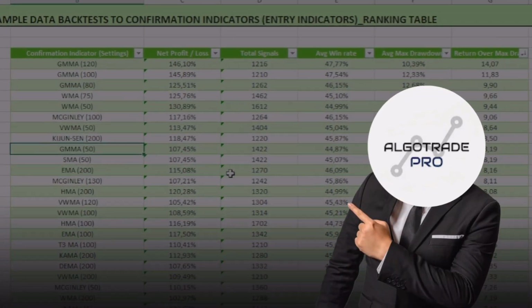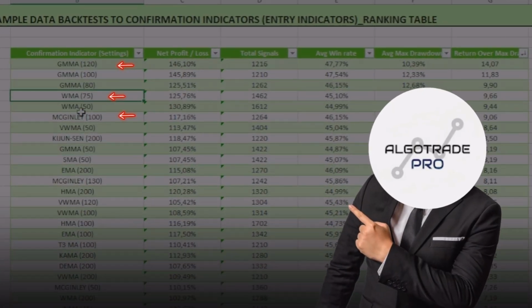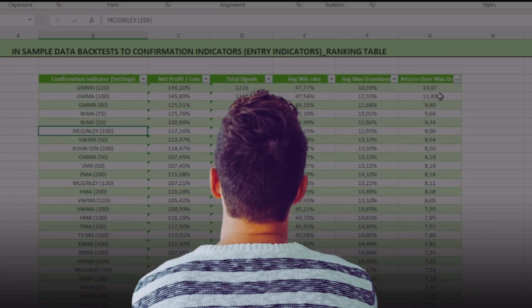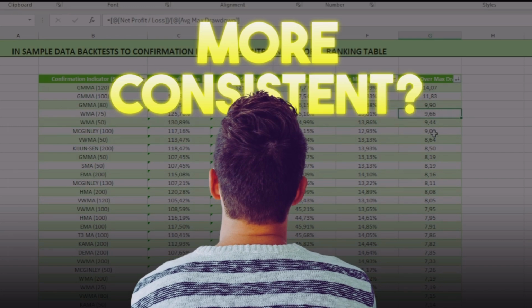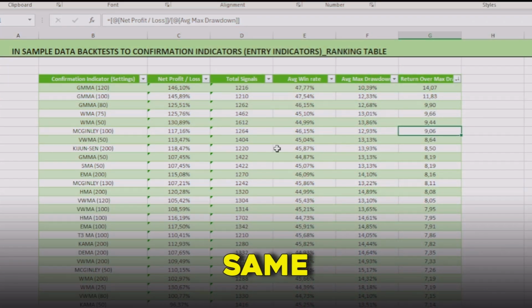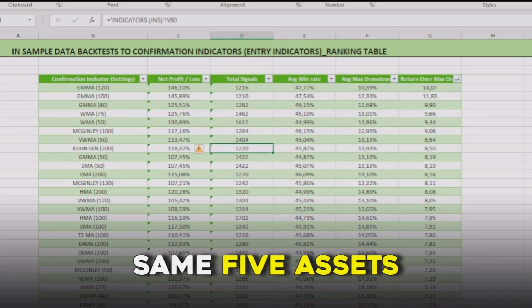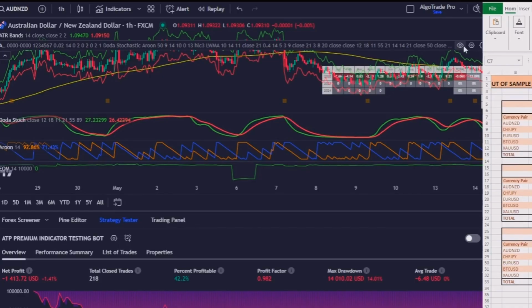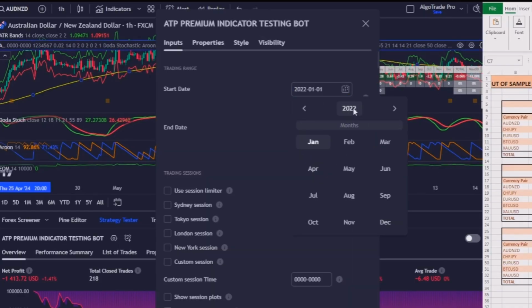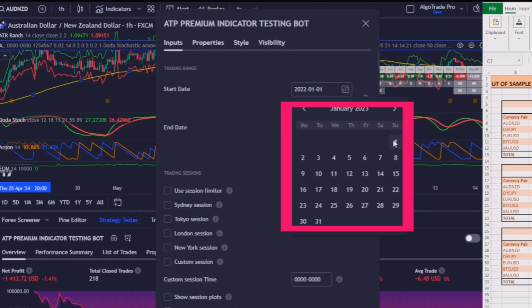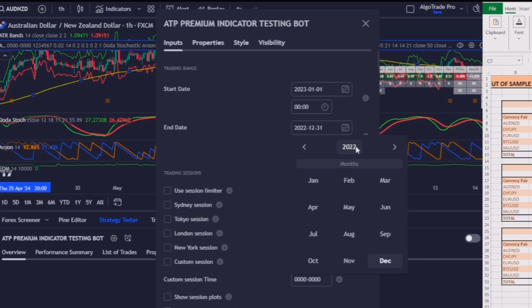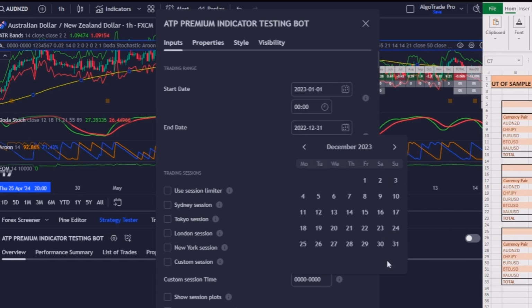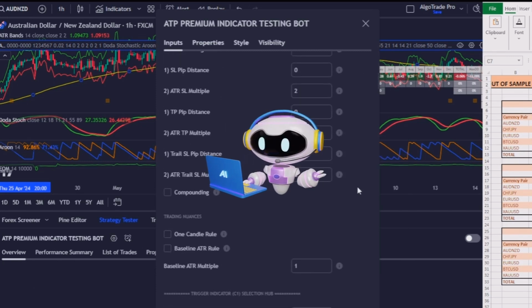So now, to confirm the effectiveness of these top 3 filter indicators and to discover which one is more consistent, I will apply them with the same risk management and across the same 5 assets, but this time to my out-of-sample data, which in my case is 2023. To do this, I simply need to adjust the data sample in my trading bot here and rerun the backtest for these 3 indicators, which will be very quick with the help of my trading bot.